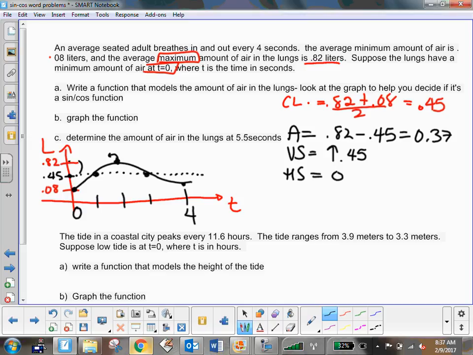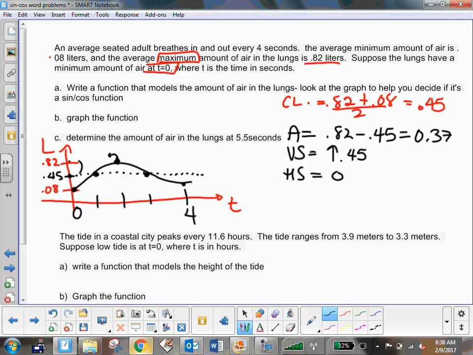All right, and then the other thing that we need to do is our period. So our period is going to be a little different because our x-axis is in time. It's not in radians, correct? And we're going to figure it out the same way. Before, our period had pi in it. Now our b is just going to be a number. It's not going to have pi in it, okay? But we figure it out in the same way.